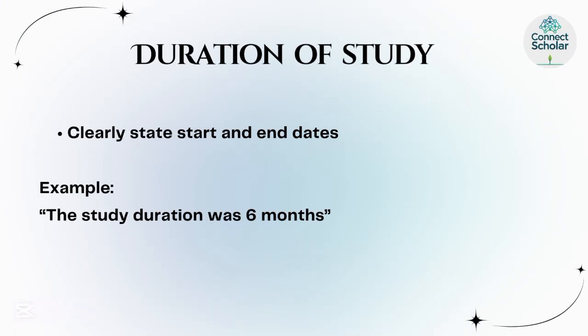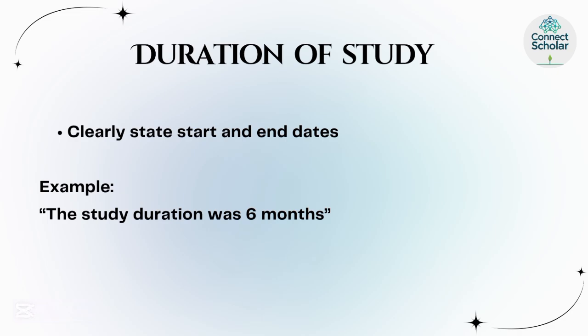Next is duration of study. You have to clearly mention the starting and ending dates of your study. For example, the study duration was 6 months. Or another example of this can be, this study was conducted from January to June 2025.